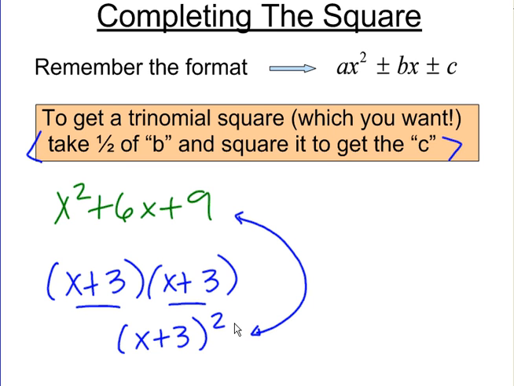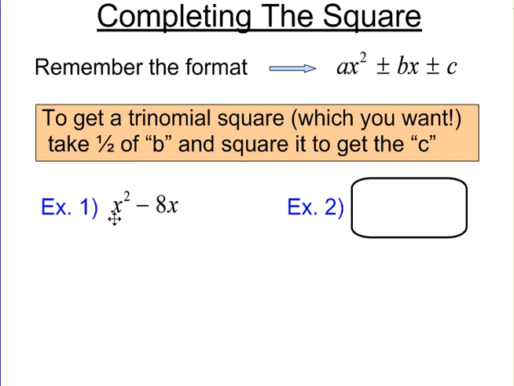Then if we can get it that way, we can use this idea of square and solve by square roots. So first, we complete the square and then solve by square roots. And you'll see what I mean as we go through that. So let's first practice getting a trinomial square.